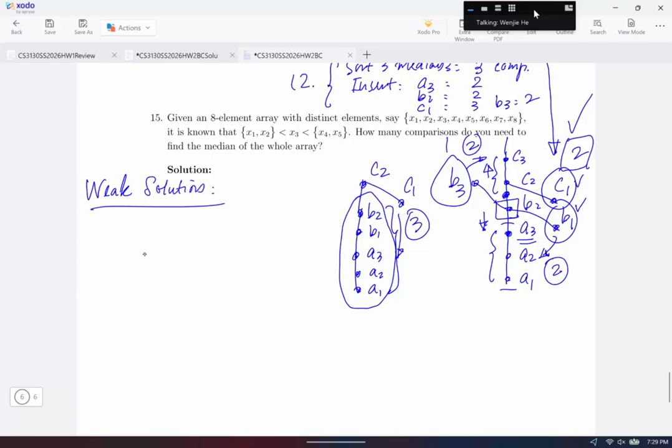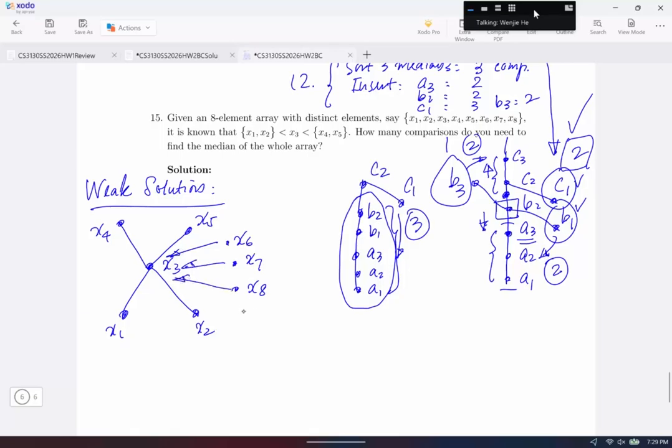So very simple. Here, X3, X4, X5, X1, X2. All right. Then the 3 elements, X6, X7, X8, we do 3 comparisons with X3. So that's 3 comparisons.